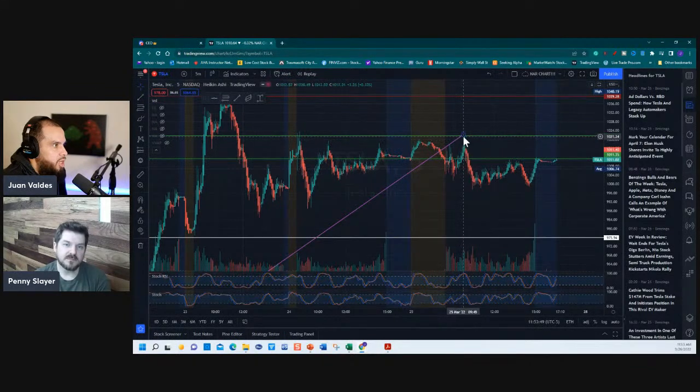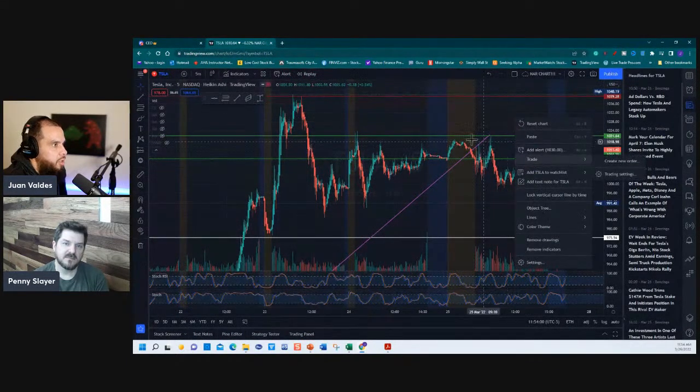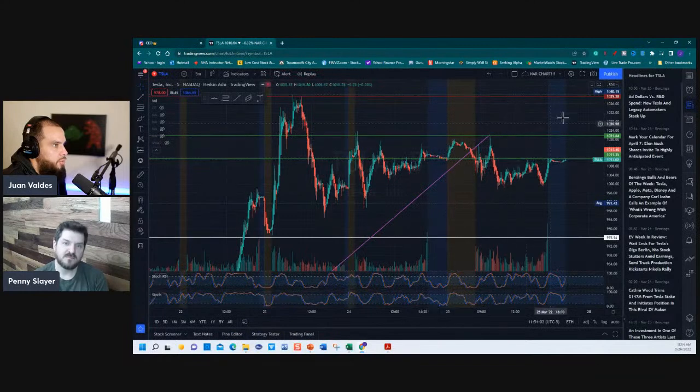Then it spikes back up, but it's not able to break this. This is further confirmation that, hey, you know what, I should buy a put or whatever. But yeah, you could have built an alert just by right clicking, add alert, and then setting the price where you want the alert from. Yep.